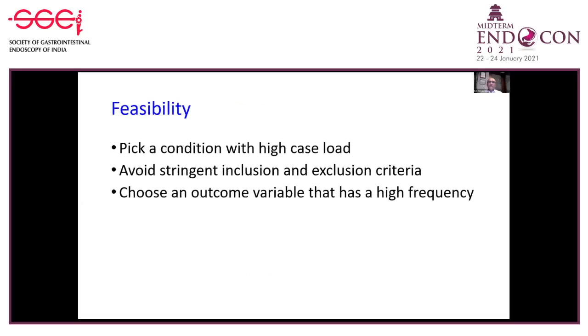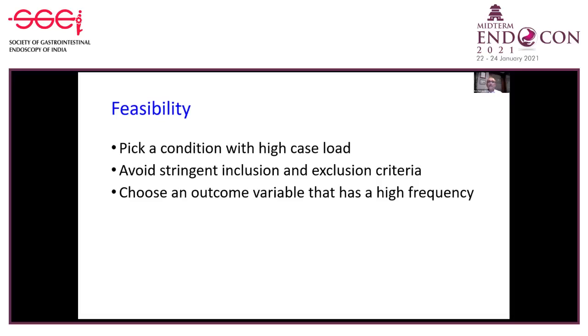When you're doing research, it's also important to understand whether it is feasible. For instance, if you take a very rare condition, you're hardly going to see patients. So pick a condition with a high caseload. And this is typical for any research. Avoid very stringent inclusion and exclusion criteria, because if you have very stringent criteria, your applicability or the generalizability of your findings is poor.